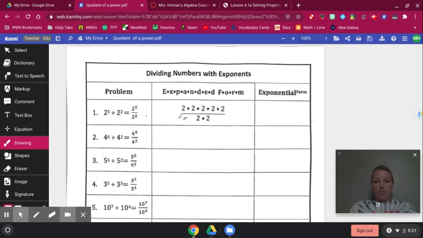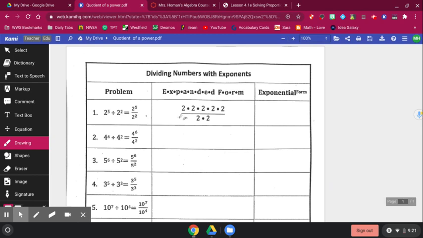I'm going to get rid of my picture. Sorry about that.